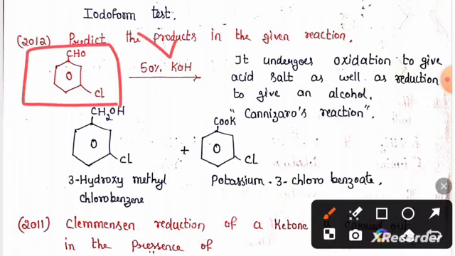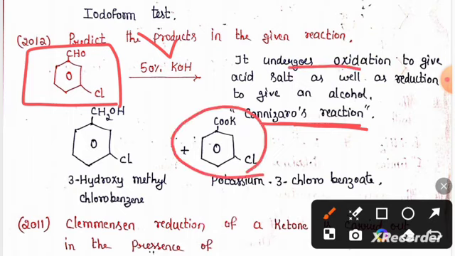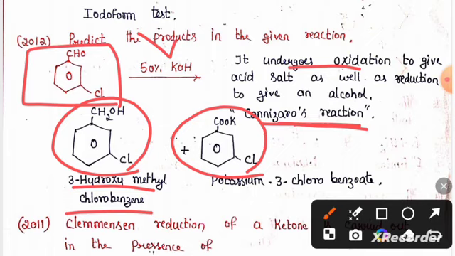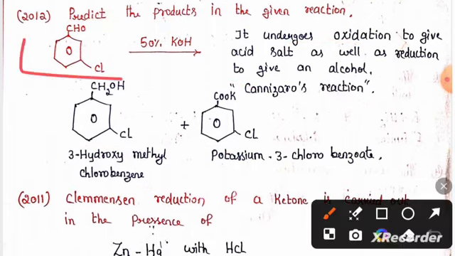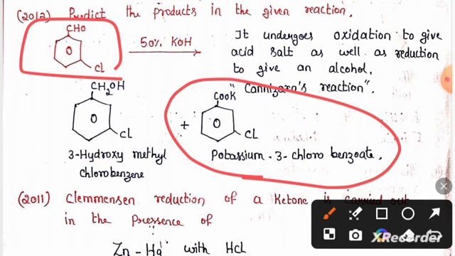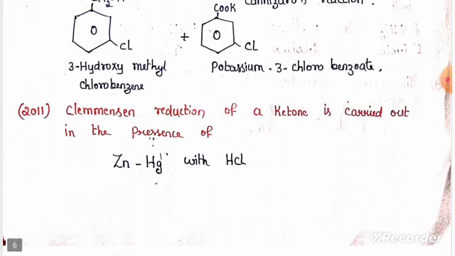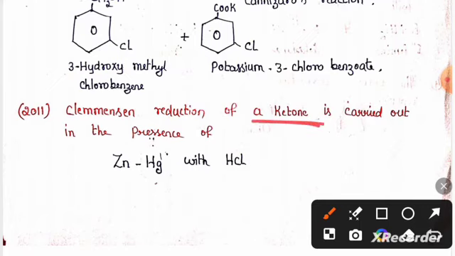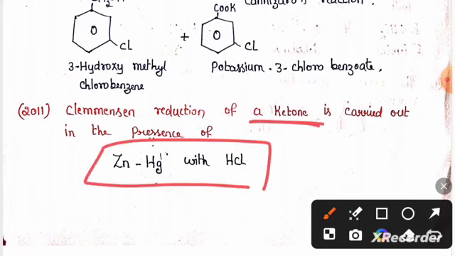On reacting with 50% potassium hydroxide, it undergoes the Cannizzaro reaction. So 50% undergoes oxidation to give a salt, potassium 3-chlorobenzoate, and 50% undergoes reduction to give an alcohol, that is 3-hydroxymethyl chlorobenzene. So 50% of the aldehyde undergoes oxidation to produce salt and 50% undergoes reduction to produce alcohol. These are the two products you can get by the Cannizzaro reaction. Clemmensen's reduction of a ketone is carried out in the presence of zinc amalgam with HCl.